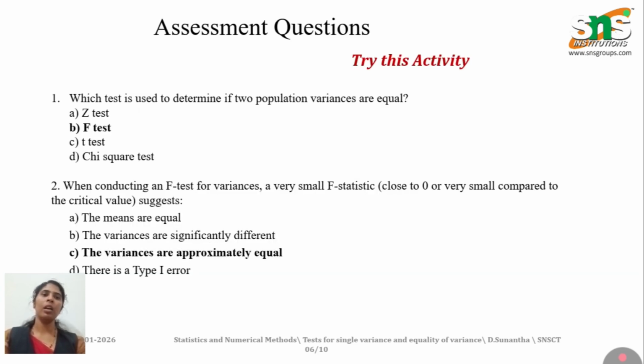Here is a small activity. Which test is used to determine if two population variances are equal? Since we know the formula of F as S1 by S2, we can clearly say that the F-test is used. When conducting an F-test for variances, a very small F statistic suggests that the variances are approximately equal.